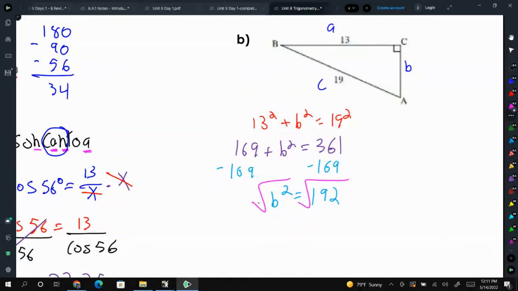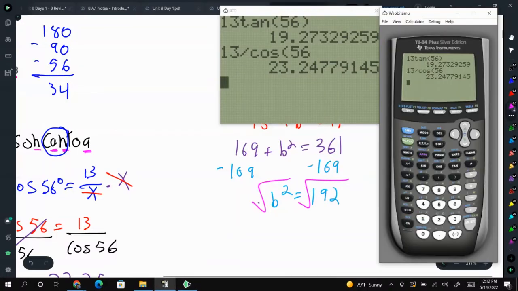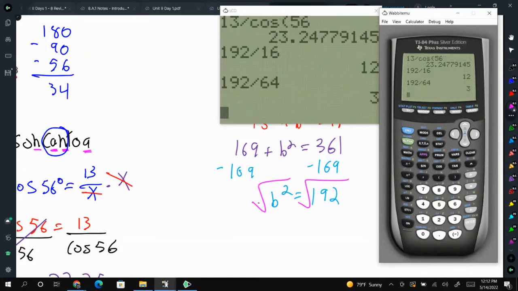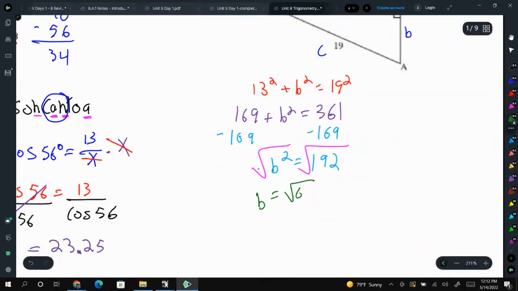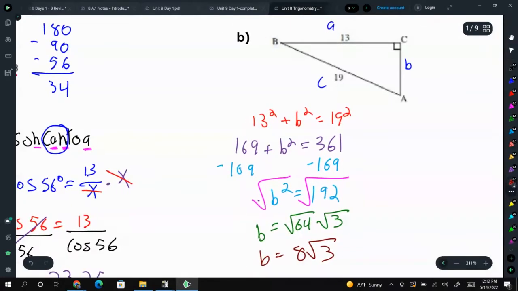So I'm going to do 192 divided by 4. I get 48. I'll do it over here. So I'm going to do 192 divided by 16. I get 12. Okay, so 192, can I do 64? All right, 64 and 3. So b equals the square root of 64 times the square root of 3. The square root of 64 is 8, so b equals 8 times the square root of 3. So we have the three sides now.